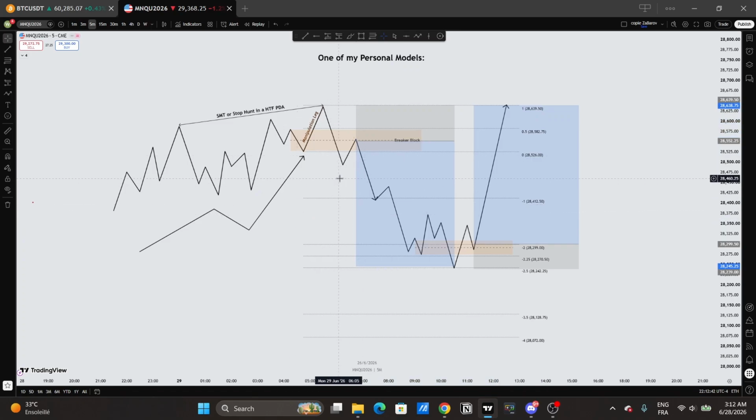After this, you're going to wait for a retracement to your breaker block. You may take these trades from a different PD array, but as I said, it's my personal model and I like the breaker blocks in this case. So you're going to put your position here and then put your first target at the -2, your second target at the -2.5, and then the last one in this zone.